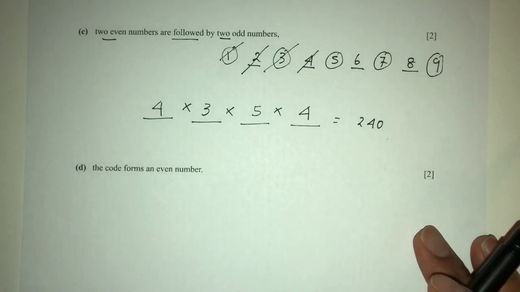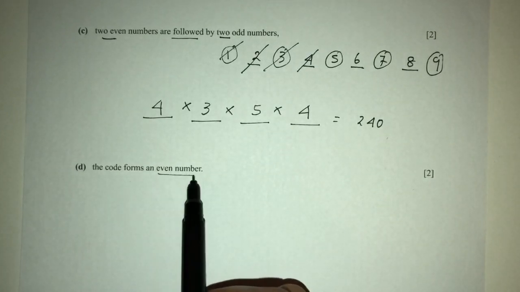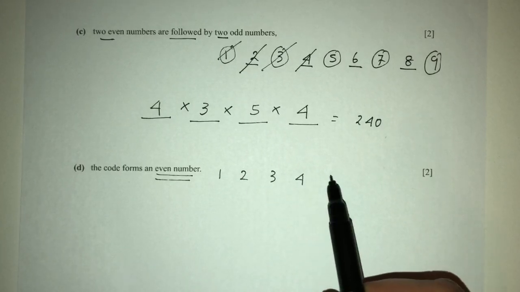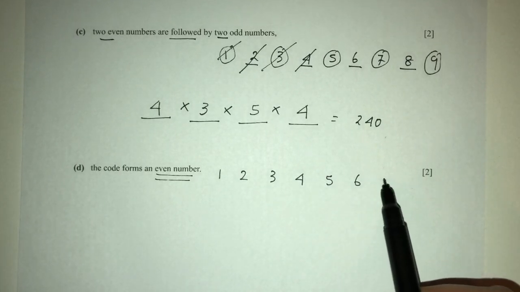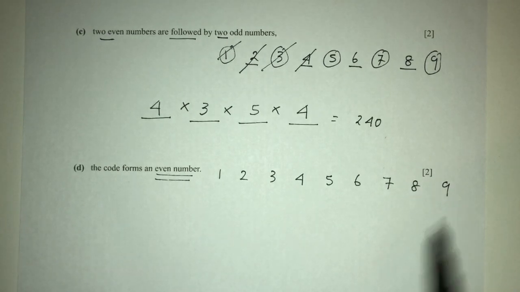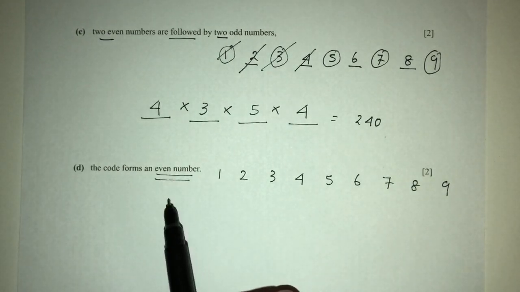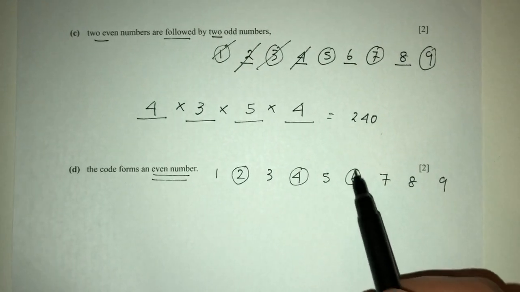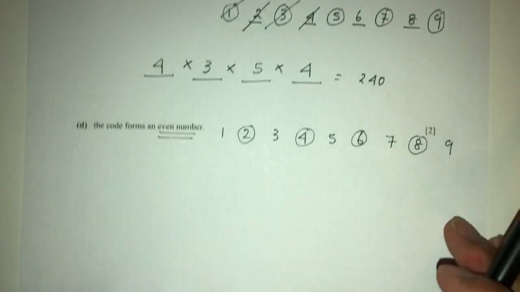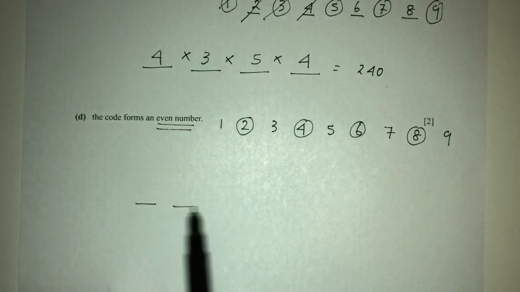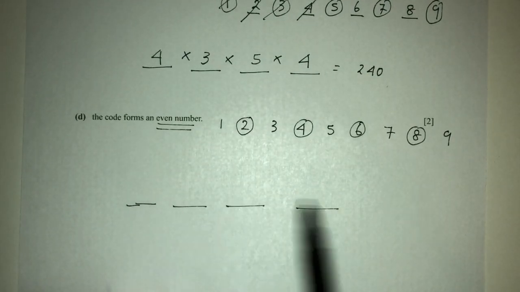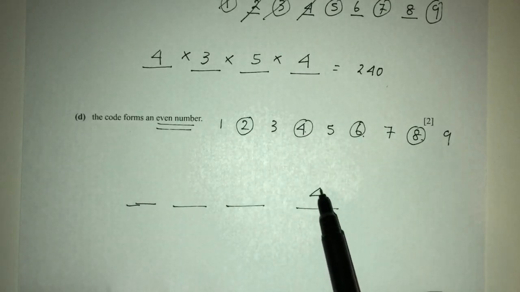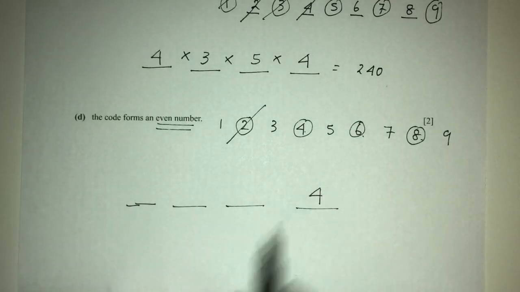Now finally, part D, the code forms an even number. Okay, so again I have 1, 2, 3, 4, 5, 6, 7, 8, 9. Now to form an even number, it has to end with an even number. So I have 1, 2, 3, 4 options of ending my number, so it can be an even number. So I have 4 spaces again. So to end, I have how many options? 1, 2, 3, 4 options. Let's say I choose 2, and the rest I can choose anything.